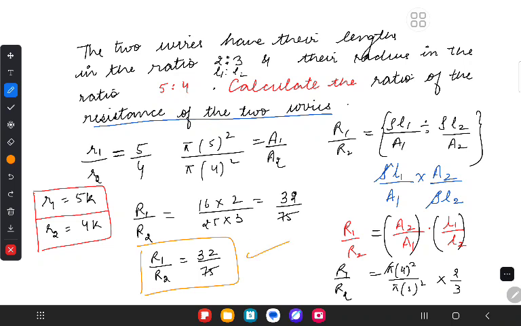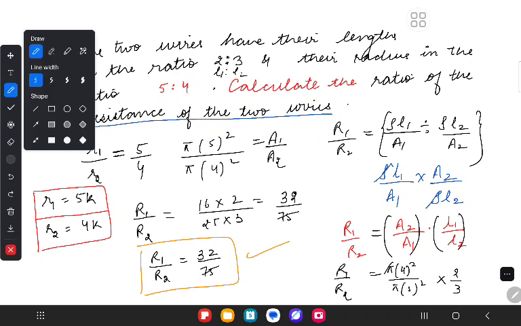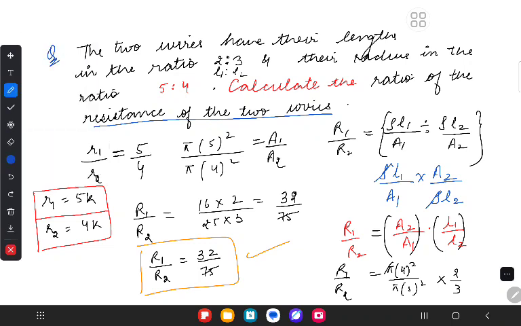This is going to be my ratio of the resistances of the two wires. Are we understanding? Yes, ma'am. What does it mean? It says the two wires have the length in the ratio 2 is to 3 and the radius is in the ratio 5 is to 4, and it calculates the ratio of the resistance of the two wires. Are we understanding the point or not? Yes, ma'am. Any doubts in this?